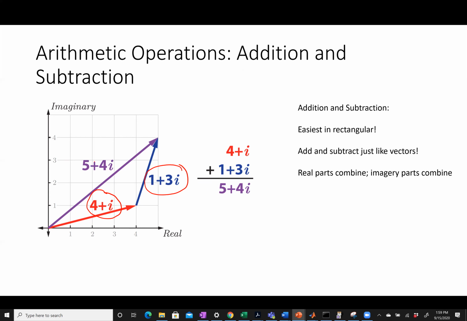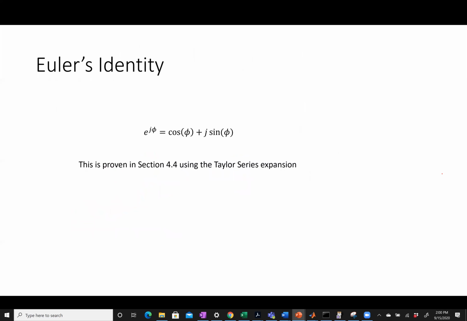You add the real parts and the imaginary parts. Yep, you add them separately, and so it's written out here to get to the answer. Just like you would add two vectors. If you had 4x hat plus 1y hat plus 1x hat plus 3y hat, you would do the same sort of idea. The real parts combine, the imaginary parts combine.